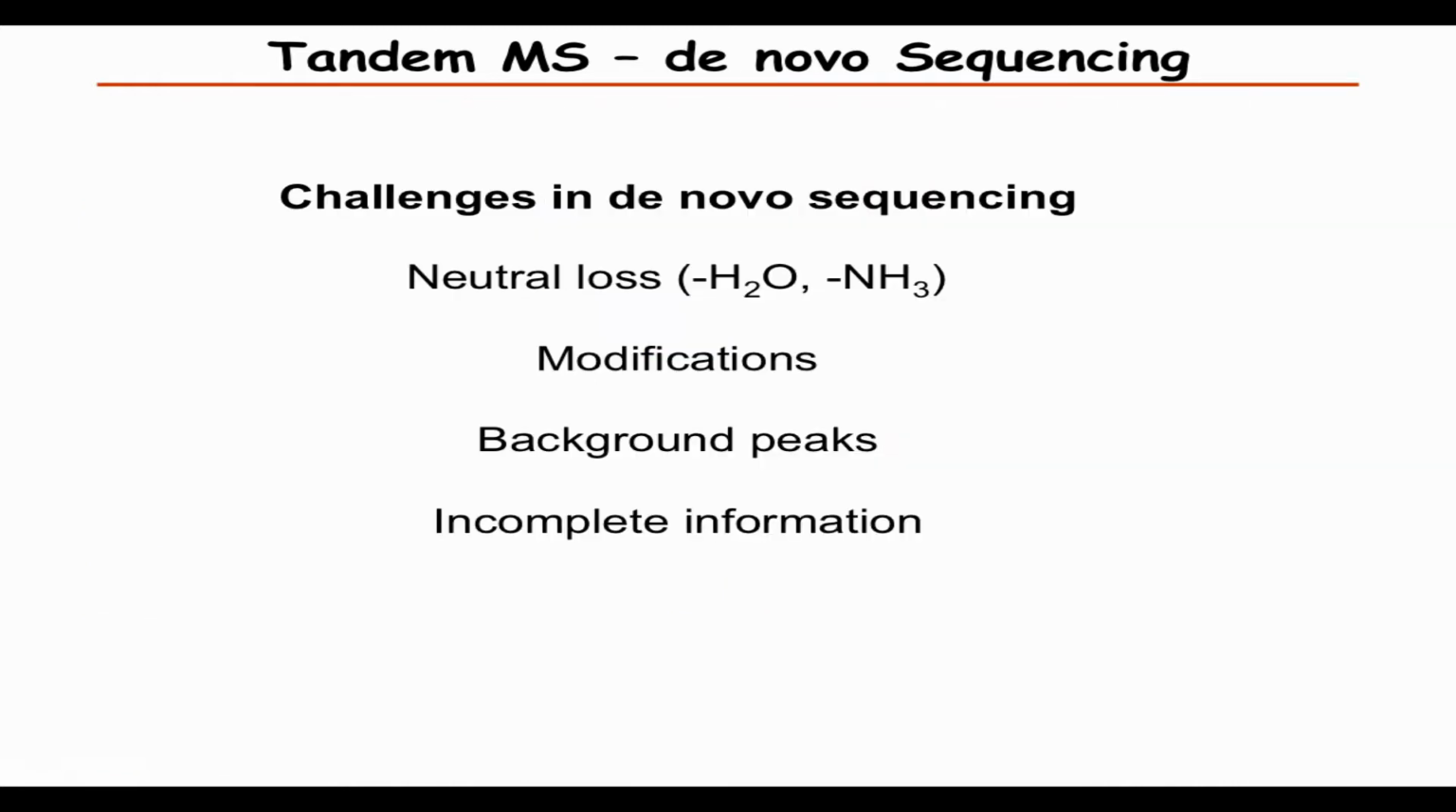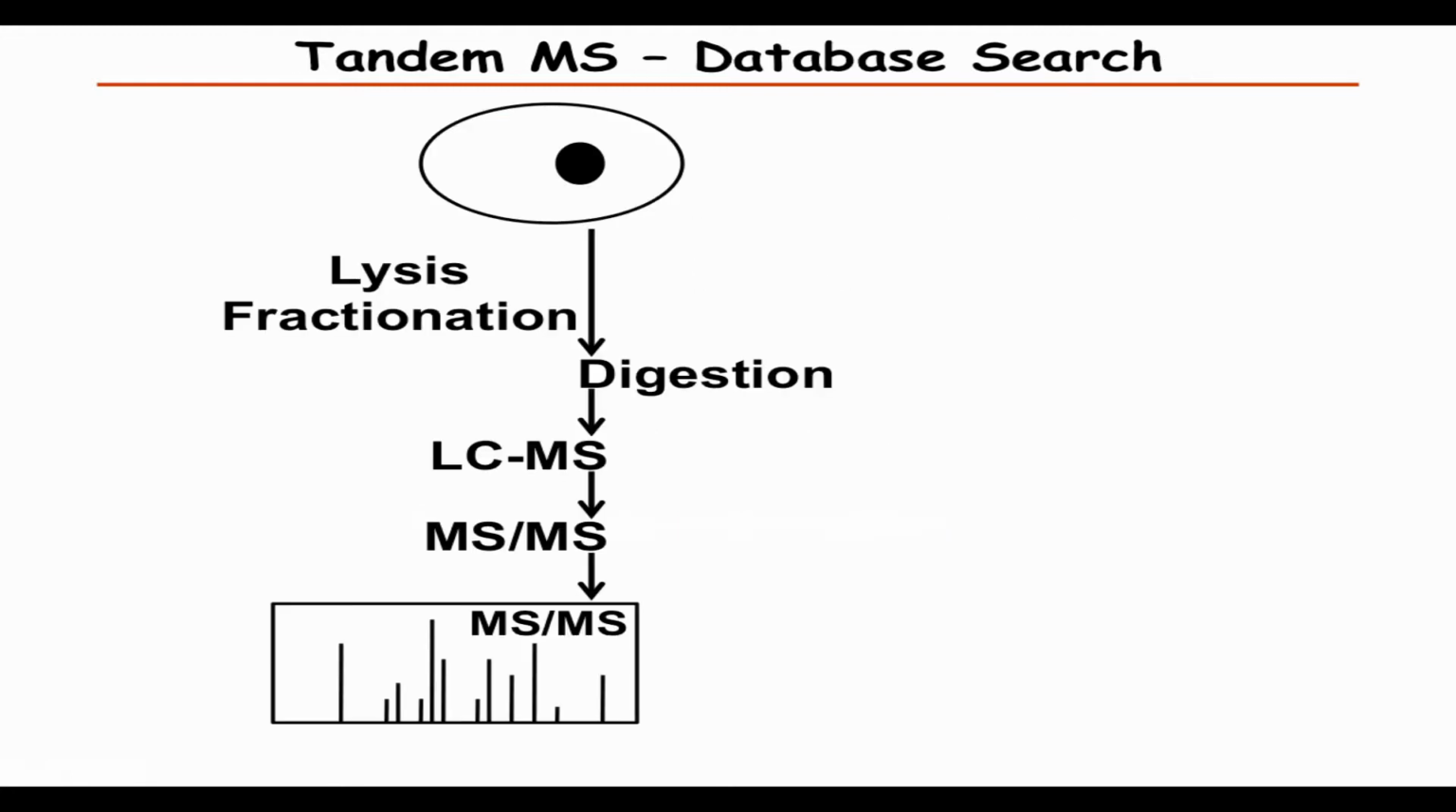So, in addition to this, other problems: when we do fragmentation, we also have neutral losses. So we lose water, we lose NH3, which adds to the complexity. There are modifications. We have background peaks that we can't explain from the spectrum. And the worst thing is the incomplete information that we have. But database search is really good at filling in this incomplete information.